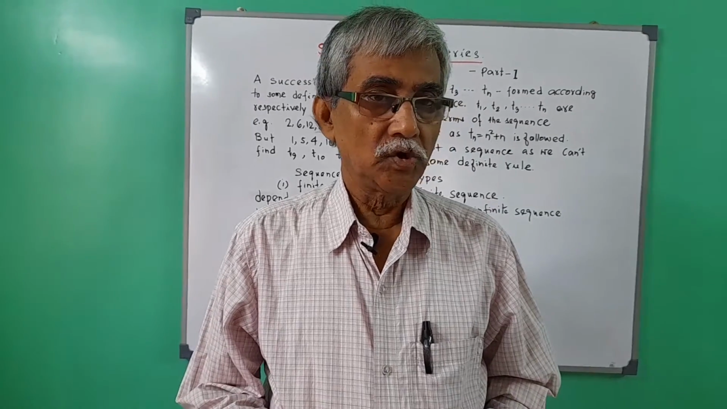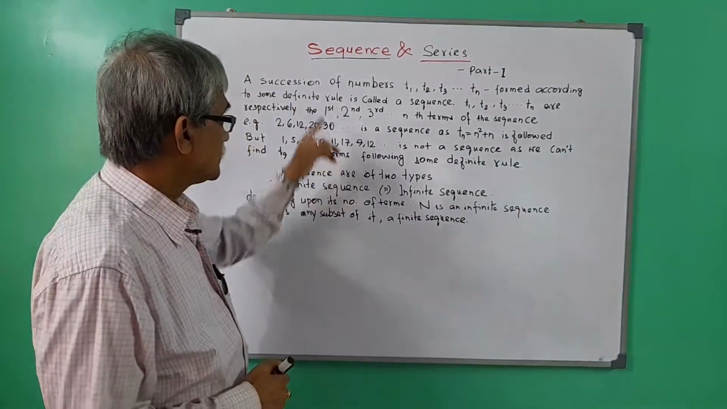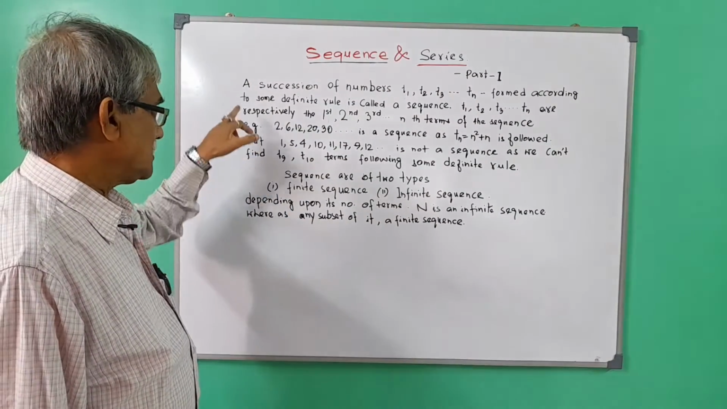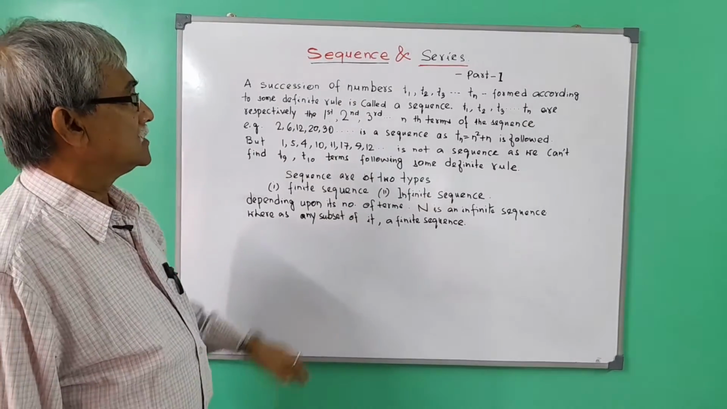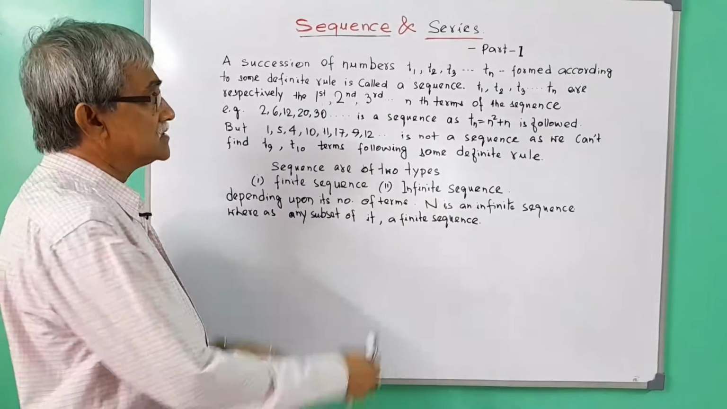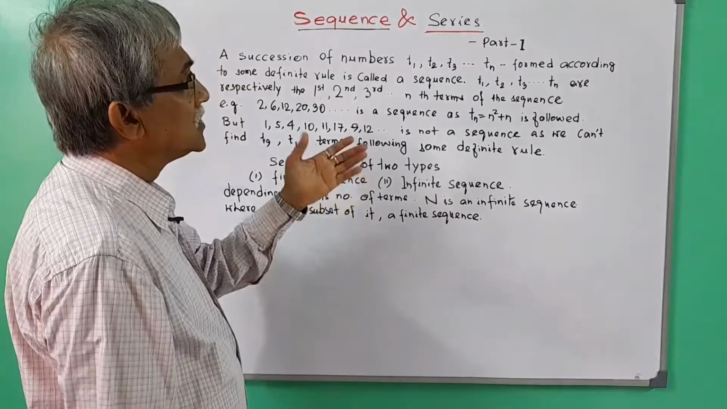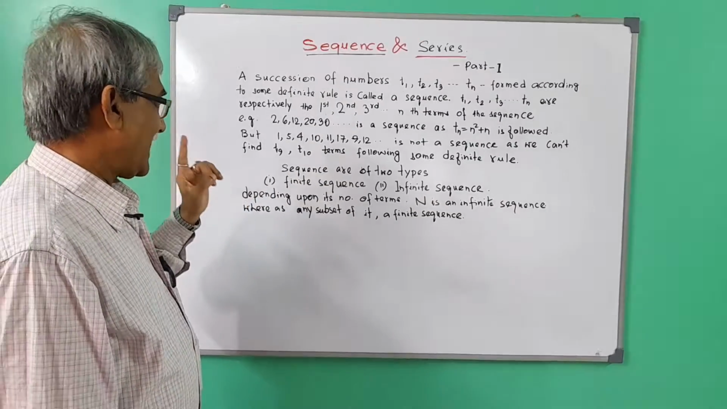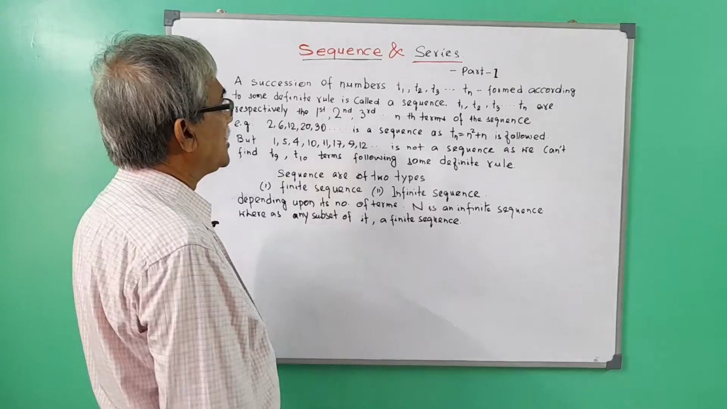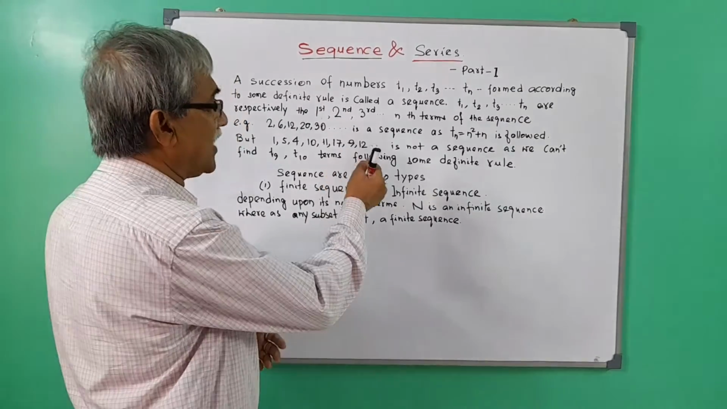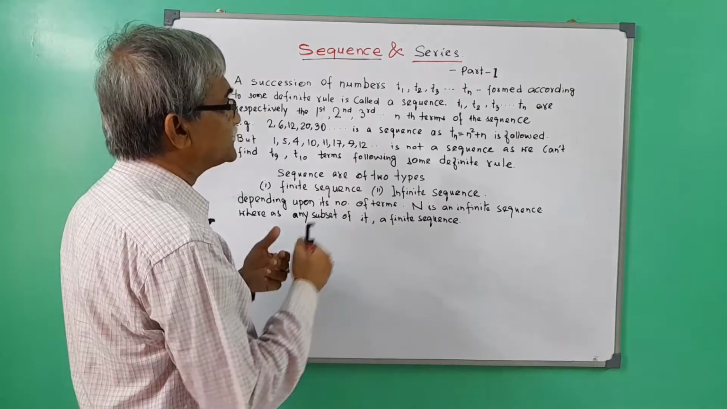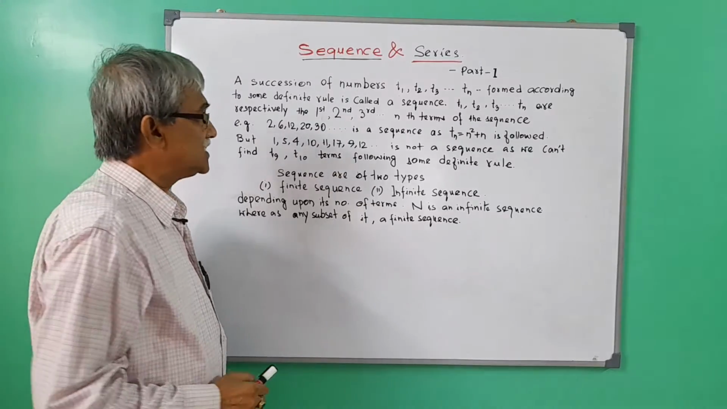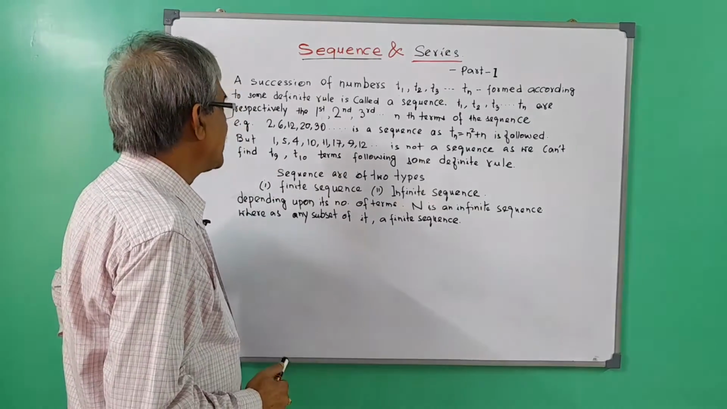To start with sequence and series, first we know what is a sequence. A succession of numbers T1, T2, T3, up to Tn, formed according to some definite rule is called a sequence. So T1, T2, T3, etc. up to Tn are respectively the first, second, third, up to nth terms of the sequence.